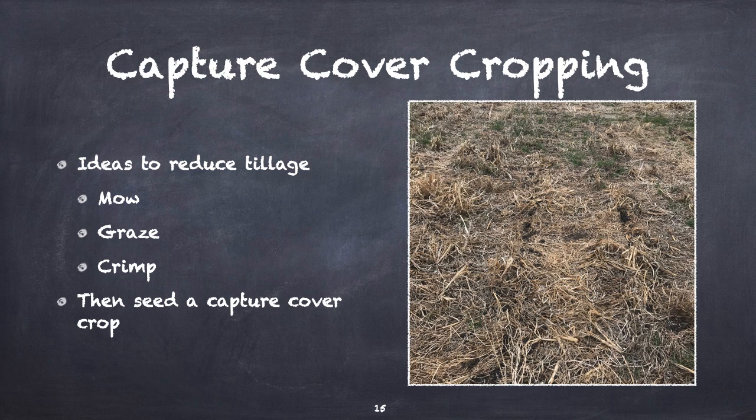Then, once we've mowed it, grazed it, crimped it, and we have this residue laying on the surface, we need to get that capture crop seeded in there. And that's where knowing the limitations of your drill matters. If you have a press drill or just a regular air seeder with not great trash clearance, maybe we'll have to go out and do some light tillage before to seed into it. If you have a disc drill, then you can do what I did in this picture on the screen. I just went right into this residue with a disc drill, and it worked really quite well.